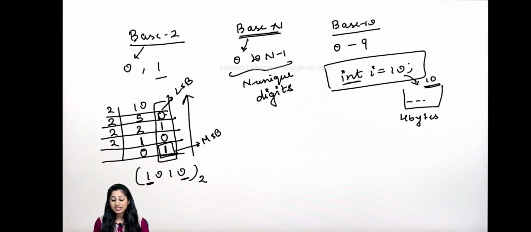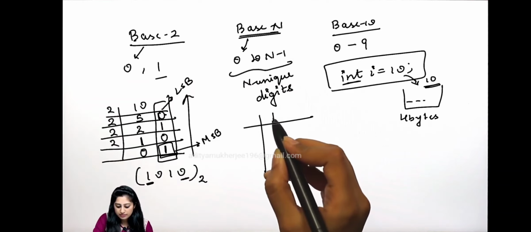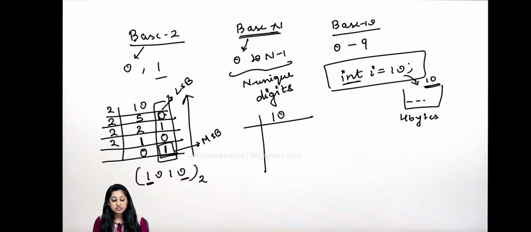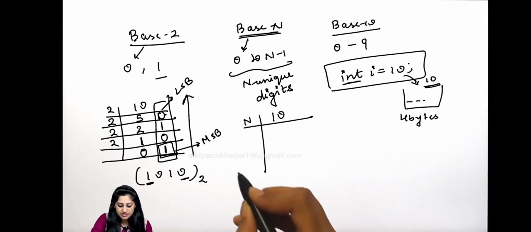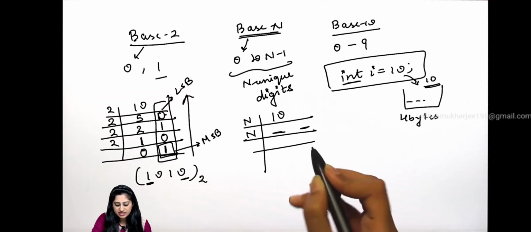So I hope you get an idea. In fact, you can convert any decimal number to any base this way. Let's say if I want to convert 10 to any other base, all you have to do is write the base here, divide by the base, quotient here, remainder here, divide by the base again, and that's it.